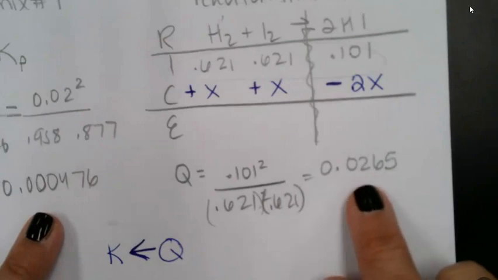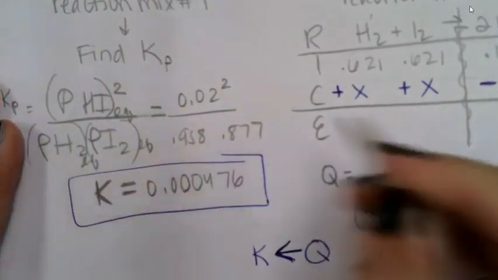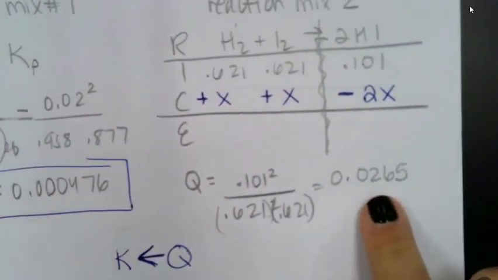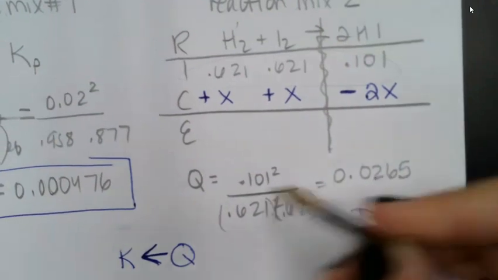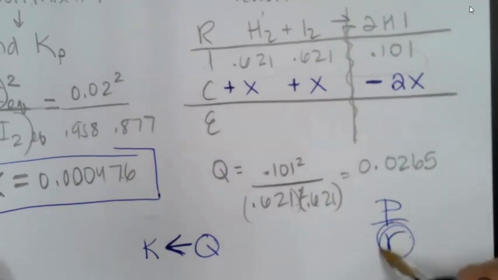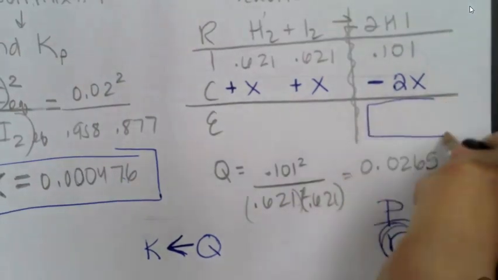Also, so what number? Q is too big. Q wants to be K, like this is what it's wanting to get to. So this number is too big. So there's too many products, because this is products over reactants. So if I want to make this number smaller, I need to make more reactants so that Q will become smaller and become K. No, they're all gases. Then the problem says what will be the partial pressure of HI, so you're solving for this.